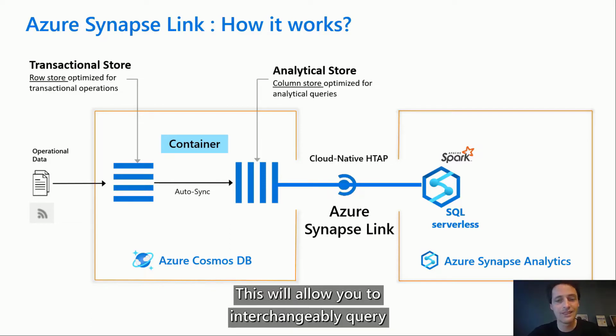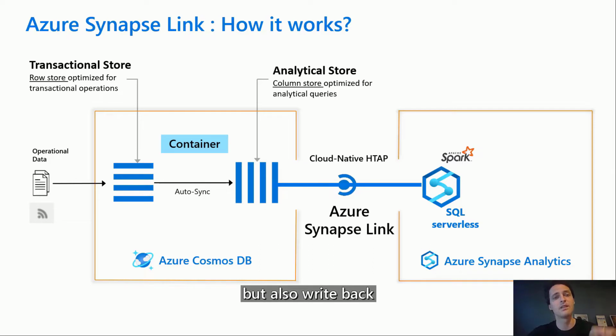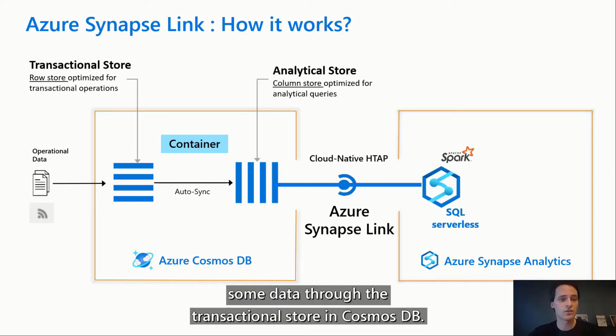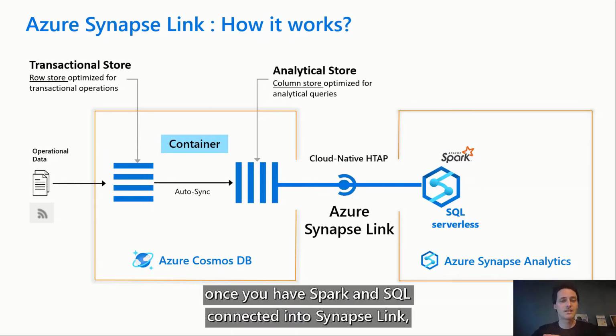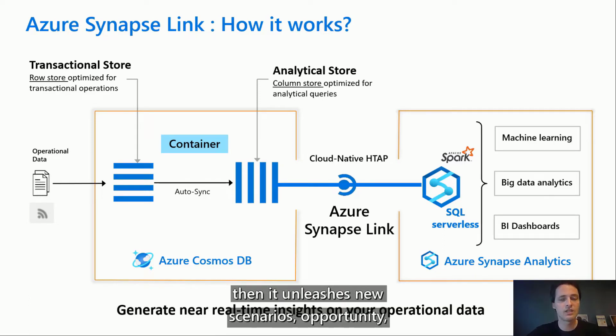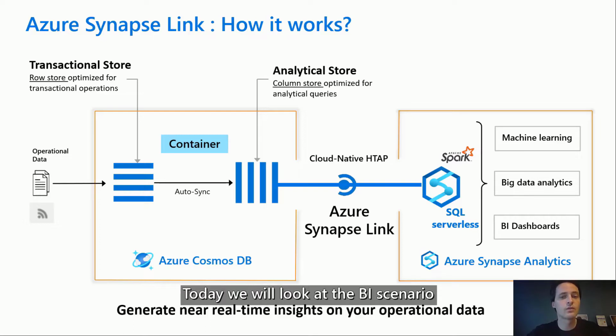This allows you to interchangeably query the operational data in Cosmos DB using Spark and SQL, but also write back some data through the transactional store in Cosmos DB. Once you have Spark and SQL connected into Synapse Link, then it unleashes new scenarios and opportunities: AI scenarios, big data scenarios, and as well BI scenarios. Today we will look at the BI scenario using serverless SQL pool.